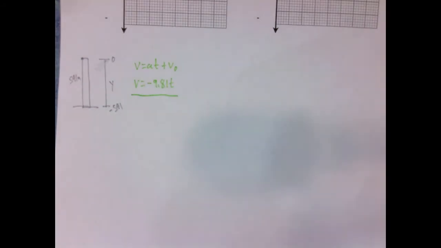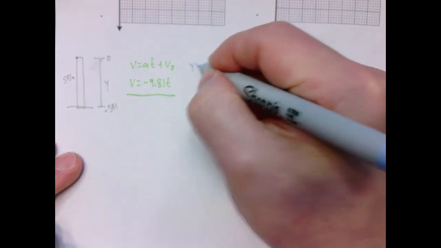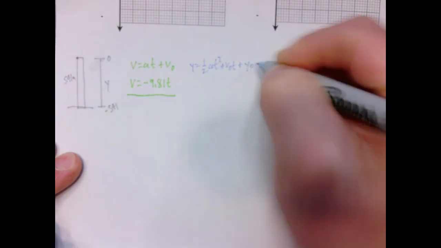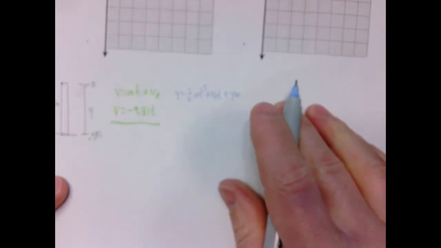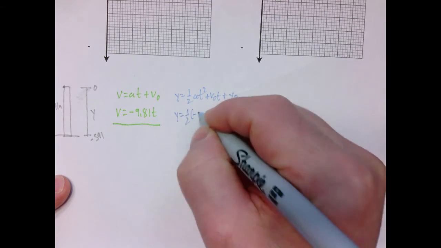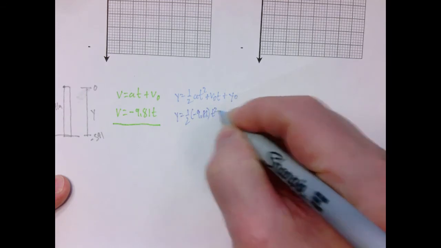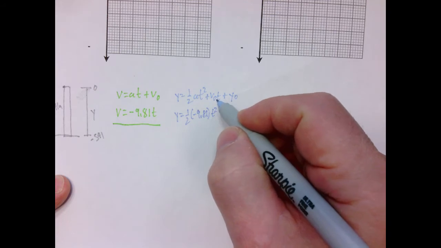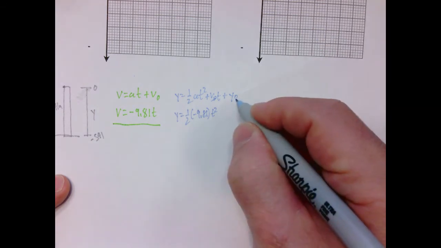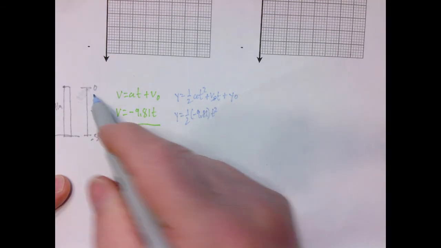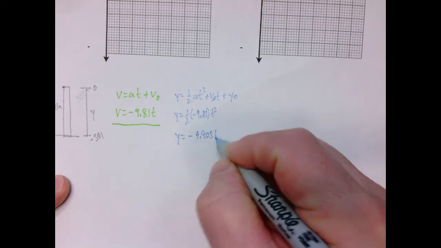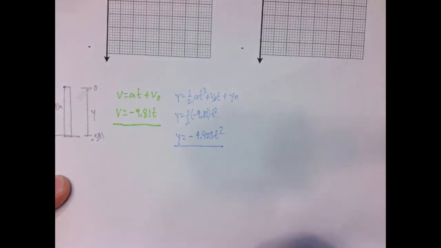Moving on to the position, we have y equals 1/2 at squared plus v0t plus y0. So we're dealing with the vertical. And we have y equals 1/2 negative 9.81 t squared. The initial velocity is 0, so this term drops out. And that leaves us with the position of y0, which we said is 0. So that just gives us a model of negative 4.905 t squared. That's our model.